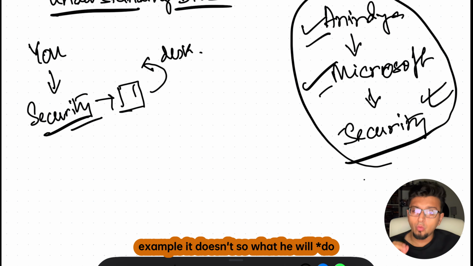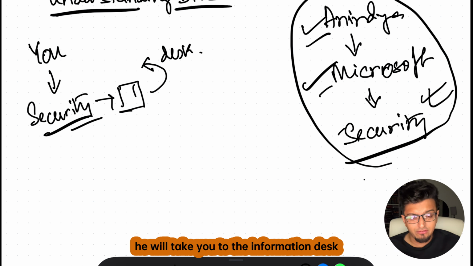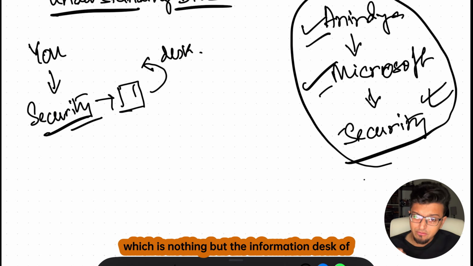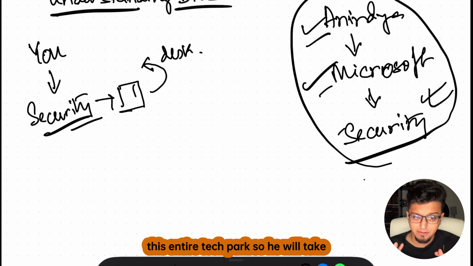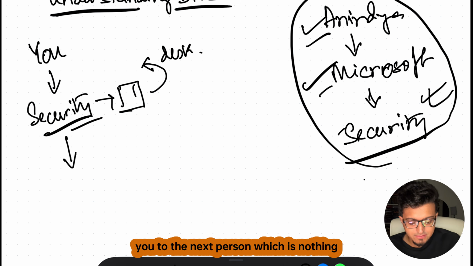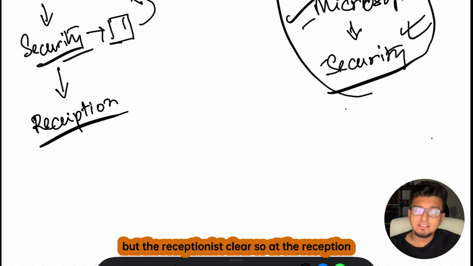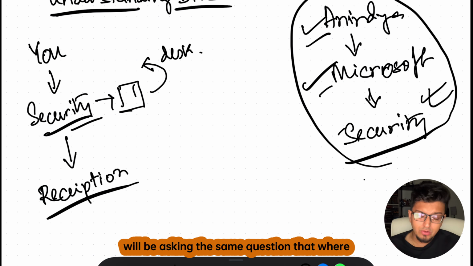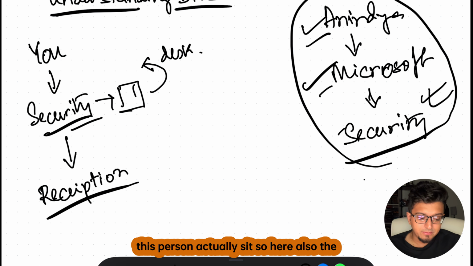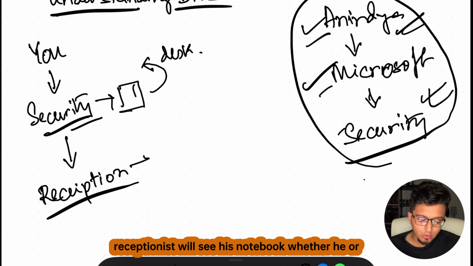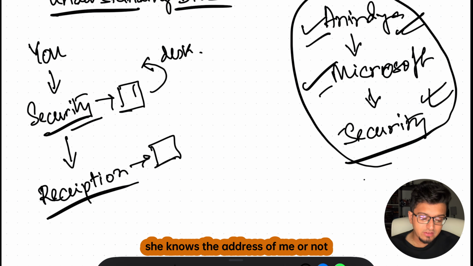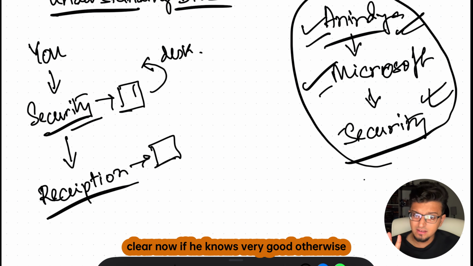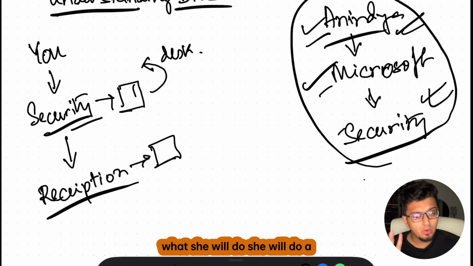Now let's take an example where he doesn't know. So what will he do? He will take you to the information desk of this entire tech park. He will take you to the next person, which is the receptionist. Clear? At the reception, you will ask the same question, where this person actually sits. Here also the receptionist will check his or her notebook, whether he or she knows my address or not. Clear? Now if she knows, very good. Otherwise, she will do a couple of things.